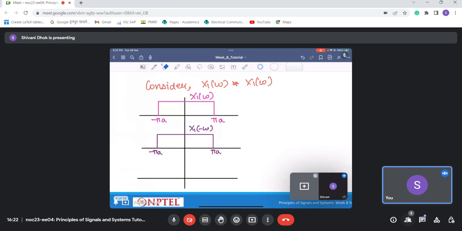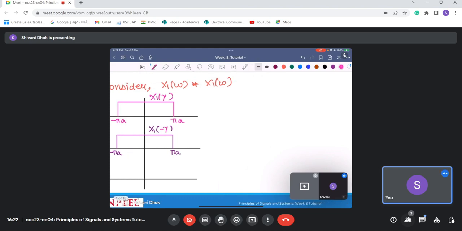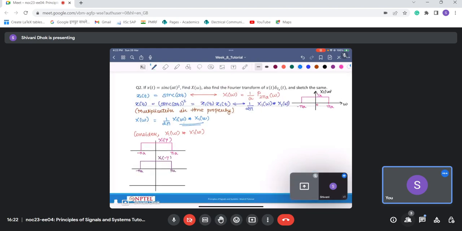And for convenience, let's say that this is gamma and this is minus gamma. So basically what we are trying to find is this convolution, which you can write as the integral from minus infinity to infinity of x1 of gamma into x1 of omega minus gamma d gamma.